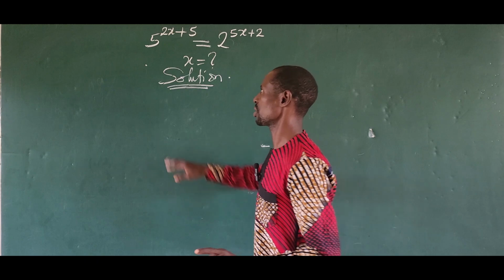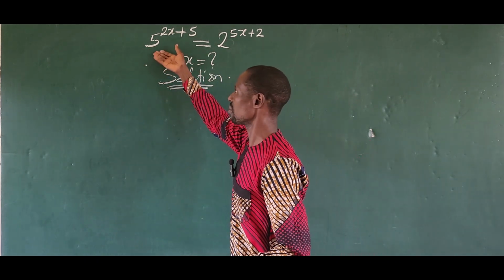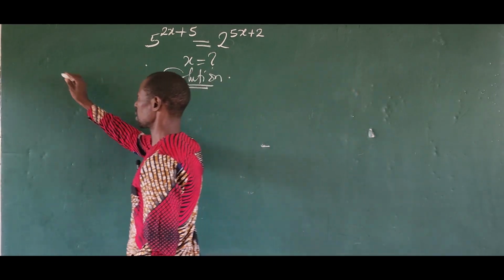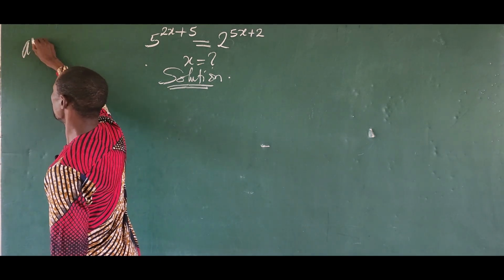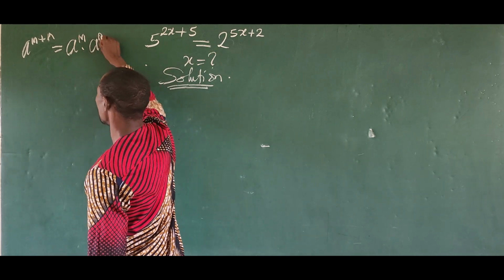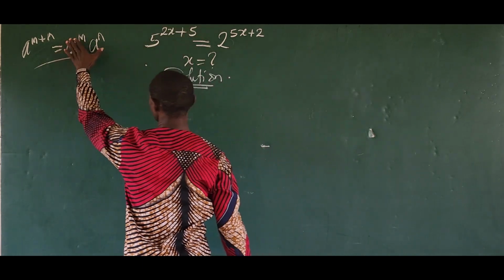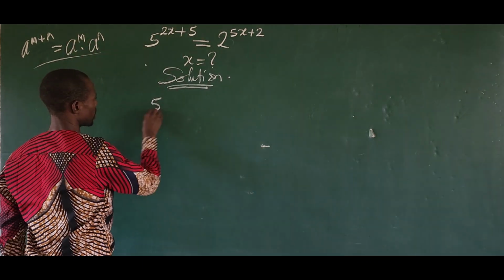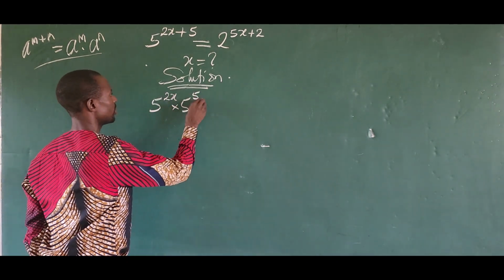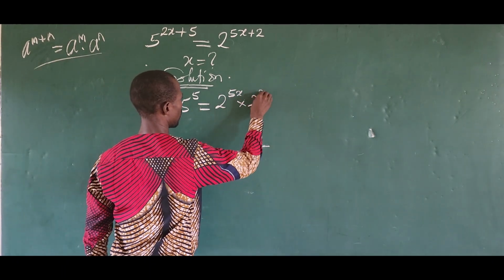So what we want to do here is to rewrite the power here, or this expression alongside with the base. We just have to rewrite it applying the law of indices. Remember the law which says that if you have a to the power of m plus n, this is equal to a to the power of m times a to the power of n. So we want to take this expression to this format. Rewriting this is going to give us 5 to the power of 2x times 5 to the power of 5, and this is equal to 2 to the power of 5x times 2 to the power of 2.